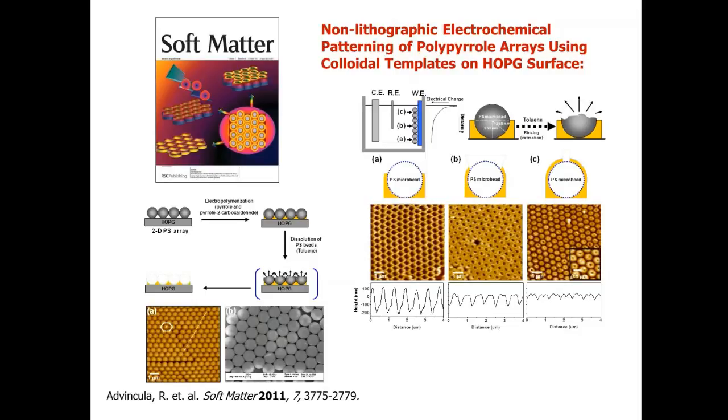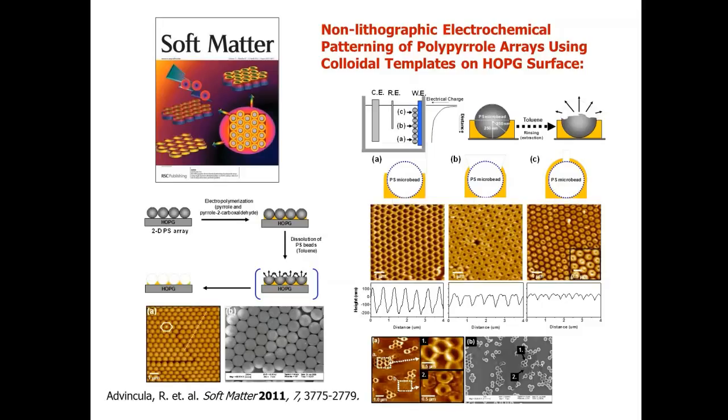I'm not going to talk about that today, except that in the course of our work, we have discovered that, again, here you can see the fidelity of the pattern we can prepare. Basically, what happens is we have these colloidal templates. After polymerizing and removing the colloids, we end up with honeycomb structures like this.